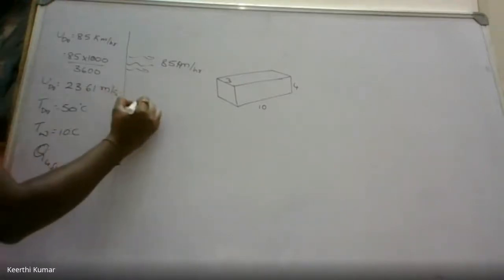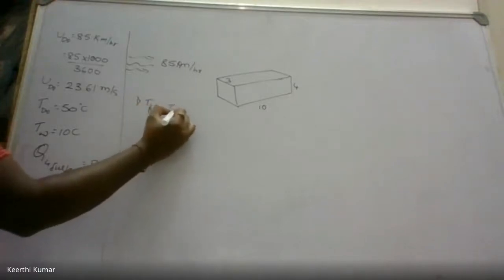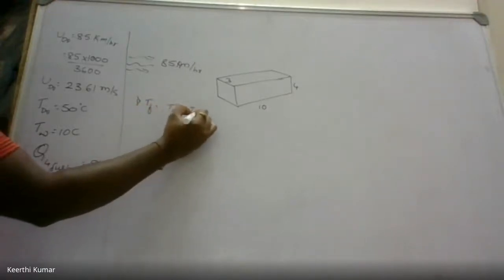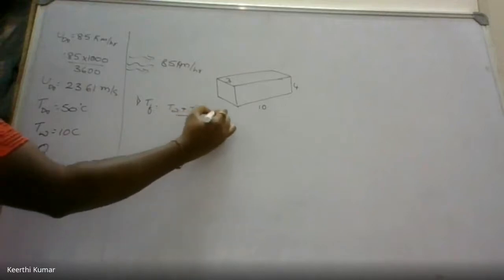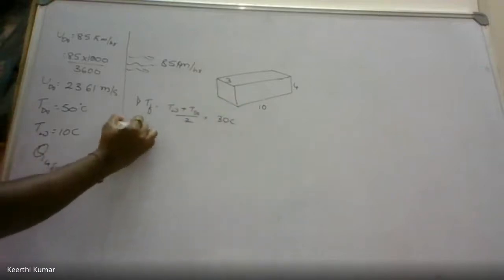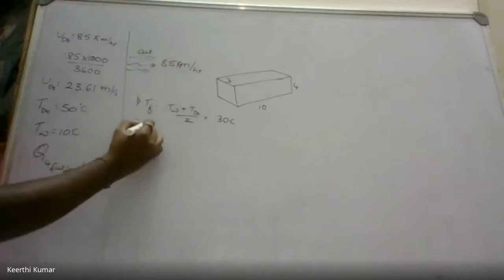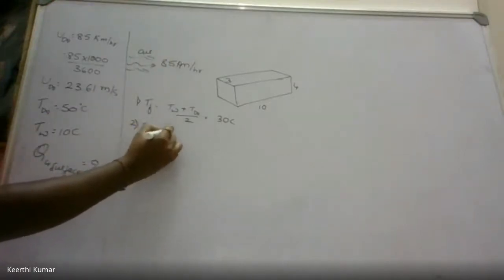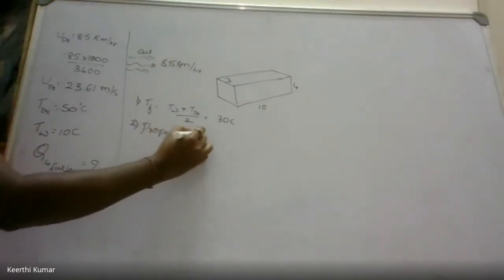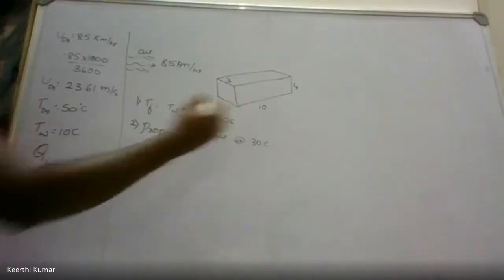First and foremost step is T film. T film is T wall plus T infinity by 2. So this is 50 plus 10, 60 by 2, which is 30 degrees centigrade. Second, what is blowing? Air is blowing, so the fluid is air. So take the properties of air at 30 degrees centigrade.